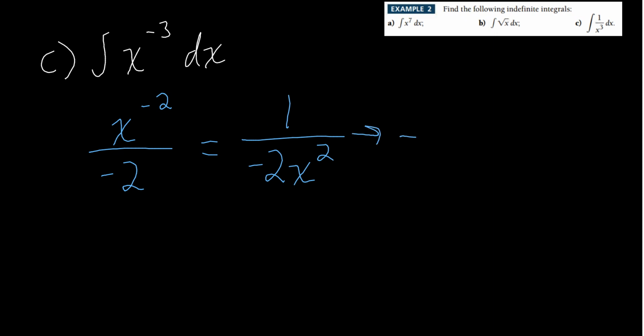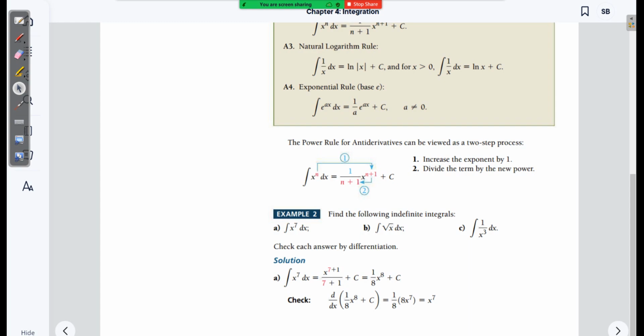So we're going to have a 1 over 2x squared, and then we're going to put the plus c. Okay. And of course we have our antiderivative of x to the negative 3. All right, so those are pretty good examples.